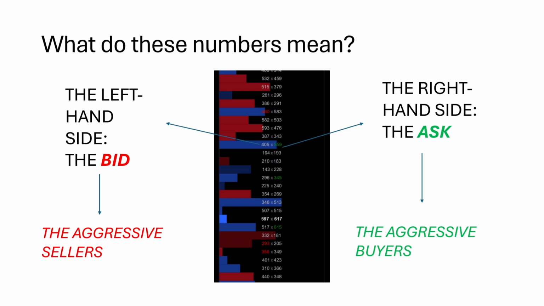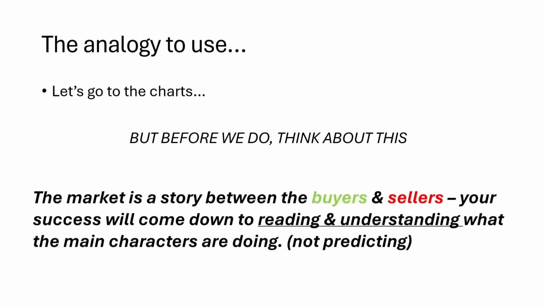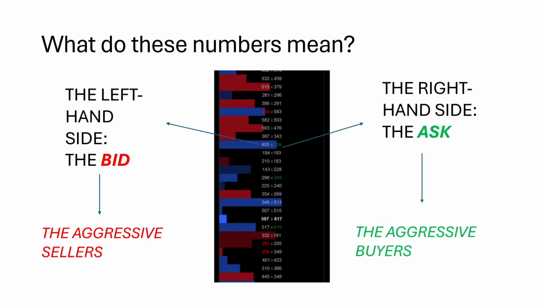And so your only job as a responsible trader is to take the data and understand how it works, right? That's the only thing you need to do. So the analogy I want you to use, right? Again, I touched on this in the last video, so I'm just going to touch on this again. The market is a story between buyers and sellers. The only thing that will give you long-term success, and the key word there is long-term success, is to understand how to read. And so you need to understand and read the main characters. And so the main characters are these.